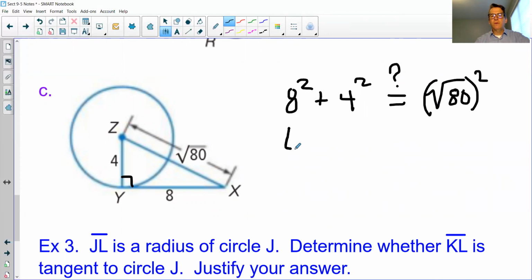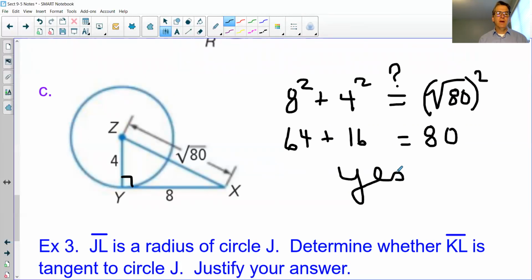8 squared is 64. 4 squared is 16. And the square root of 80 squared is 80. And so you can see that, yes, we have ourselves a tangent XY.